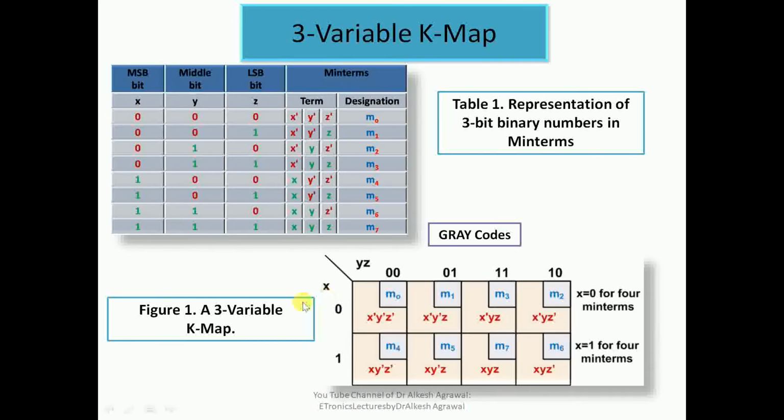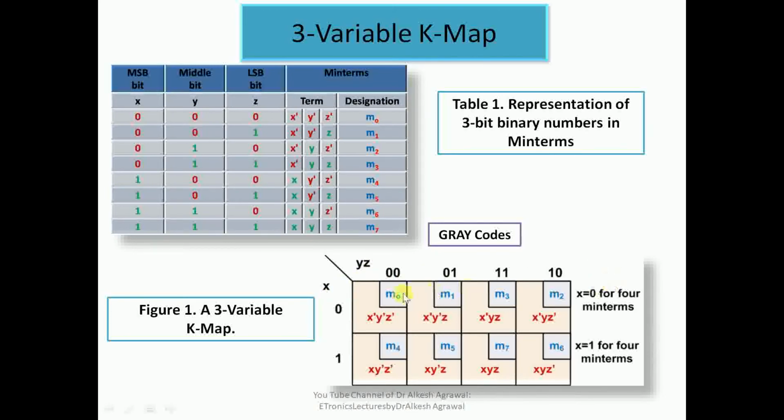So this is the three variable K-map where the x variable specifies 0 and 1 for the first row and second row, and the yz variables specify columns, first, second, third and fourth column. And we see that this x variable is 0 for 4 min terms, m0, m1, m2, m3. So x is 0 for m0, m1, m2, m3, and x is 1 for m4, m5, m6 and m7.